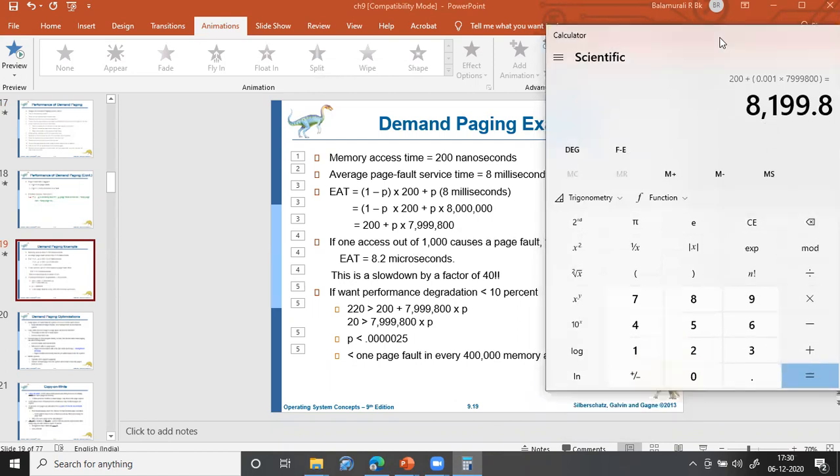Let us try to convert this to microseconds. Nanosecond is 10 to the power minus 9 and microsecond is 10 to the power minus 6, so you have to divide this by 1000. What you get in terms of microseconds is 8.1998, which is approximately 8.2 microseconds.